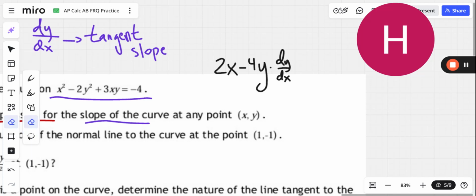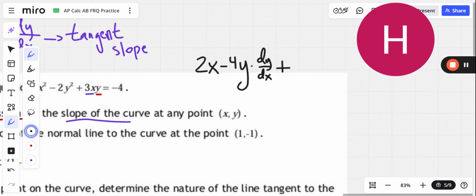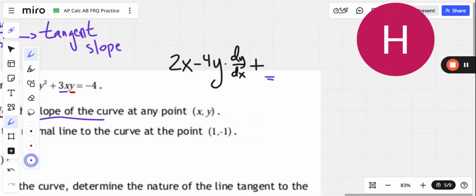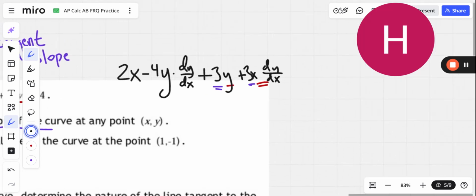Now here we get a little product. So be careful, make sure you know what to do with a product. How do we do the product rule? That's pretty easy. We take the derivative of the first thing, leave the second thing alone, plus we leave the first thing alone and take a derivative of the second thing. So this is going to be 3 times y, leave it alone, plus 3x, leave that one alone, times derivative of y, dy dx. And on the right side of the equation, the derivative of -4 is just 0. Nothing really to worry about there.